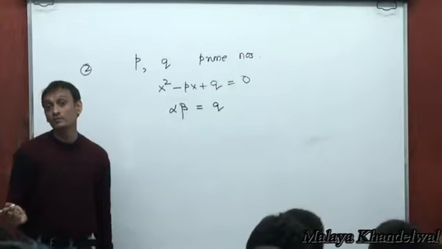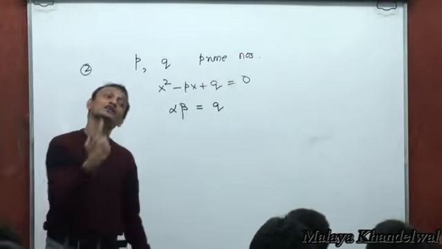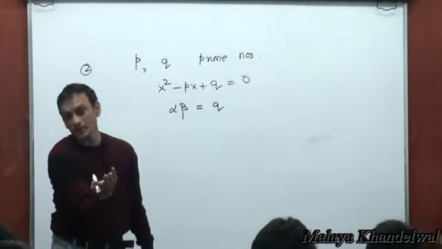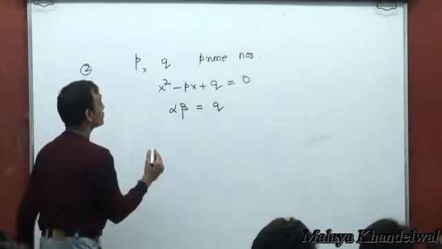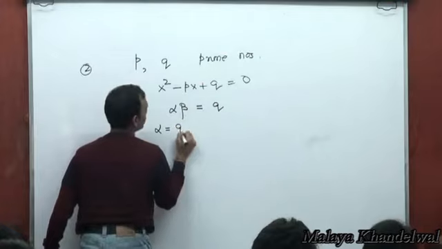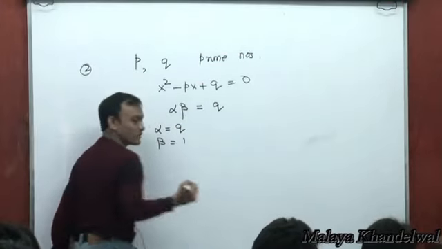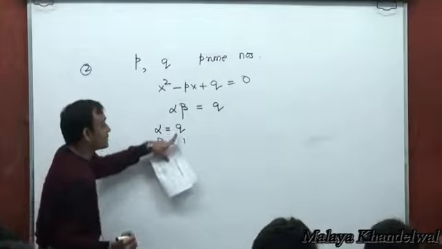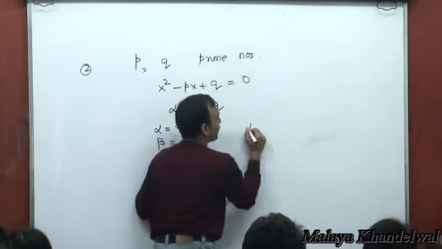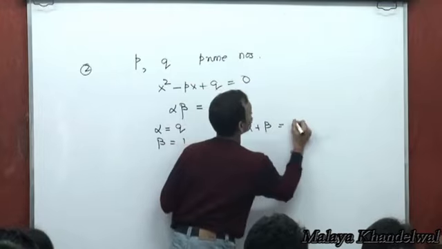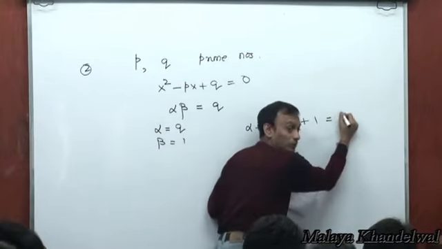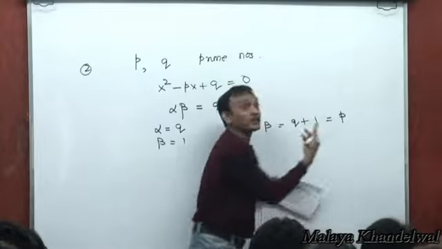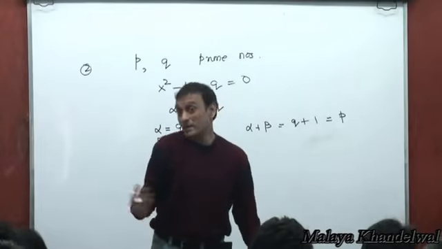Q is a prime number. That means one of the roots must be q, the other must be 1, because q is a prime number and alpha, beta are integers. So then, let's say one root alpha is q, the other root beta is plus 1. And now the sum of the roots, alpha plus beta, is q plus 1, and that must be equal to p. That means p and q are consecutive primes. P minus q is 1.